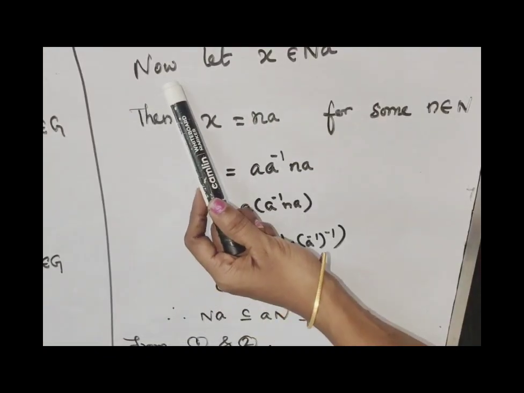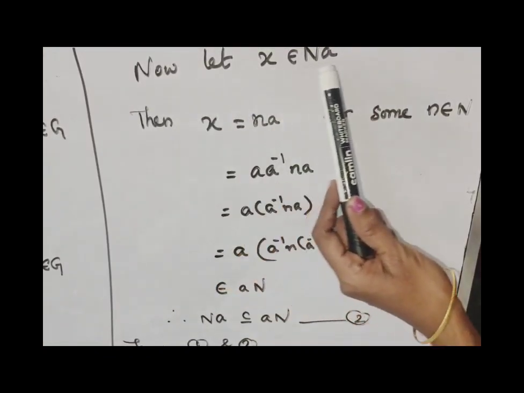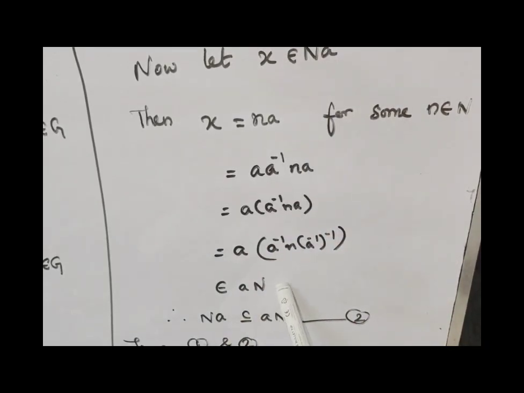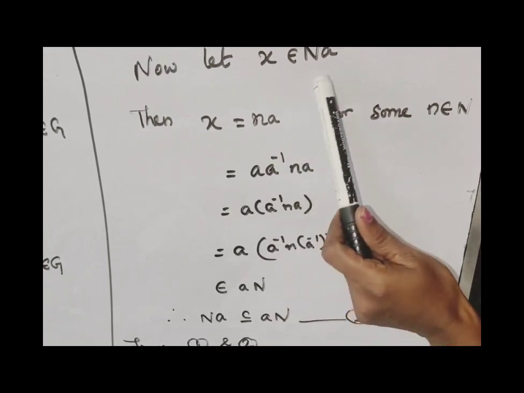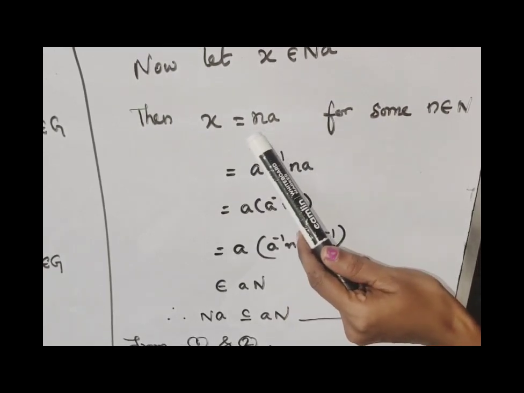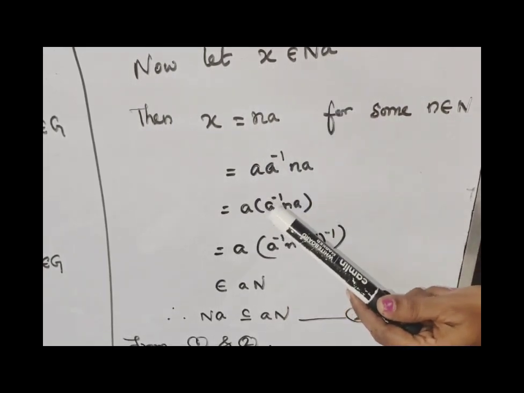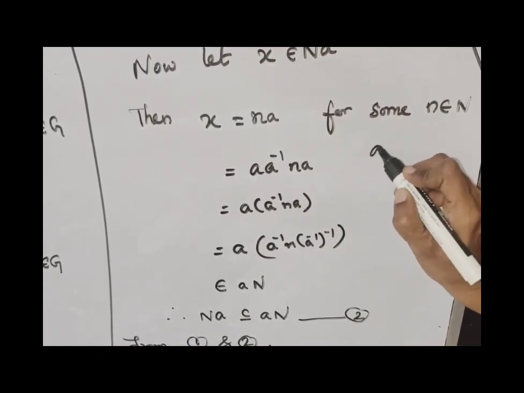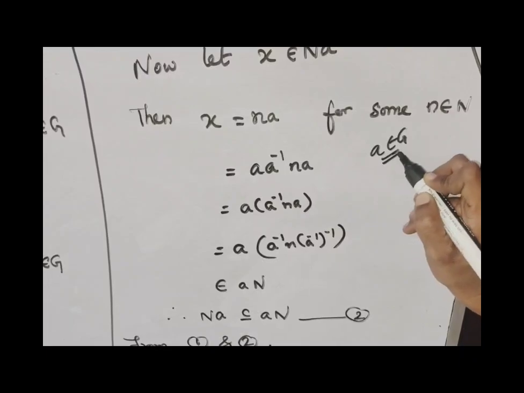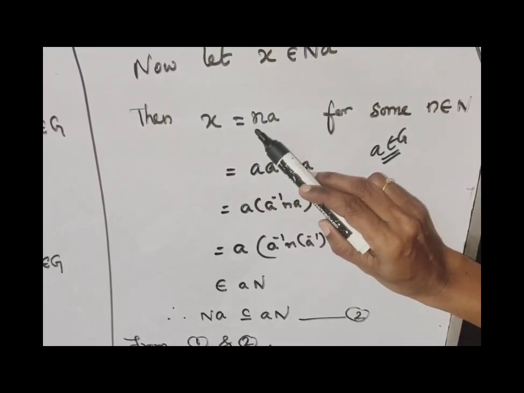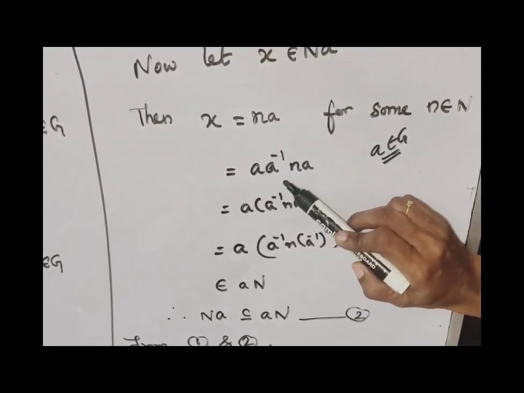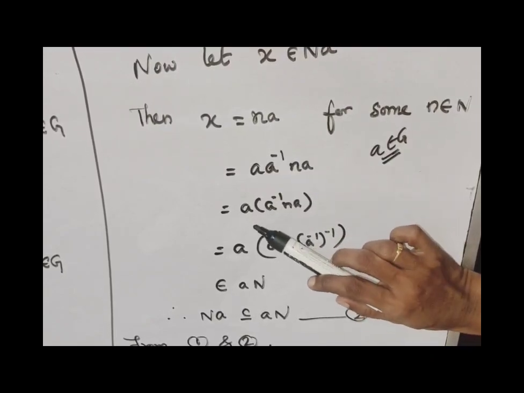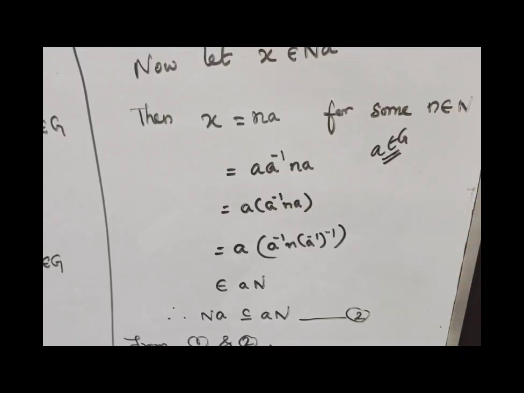Now we have to prove the second part, that is, you have to take one element from the right coset and show that that element is in the left coset, right? Now let x belong to Na, then this can be written as na for some n belongs to N. Obviously a belongs to G, we know that. Therefore the inverse element exists. Hence this na can be written as a into a inverse na.